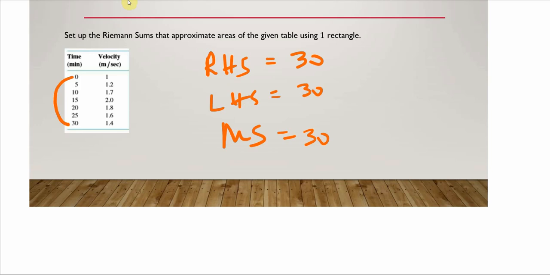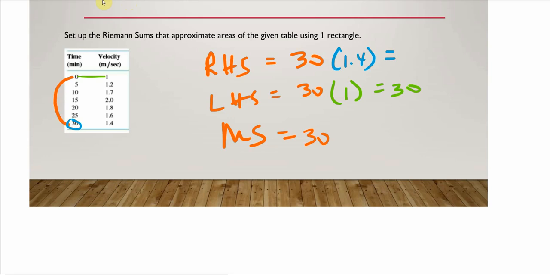By whichever one I want. So right hand, 30 will be the right hand, so I'm going to pick 1.4. I'm done. I'll multiply those out and I'm done. For the left hand sums, I'm going to pick this guy, which is going to go with 1, so I'm going to multiply it times 1. So that's going to give me 30.